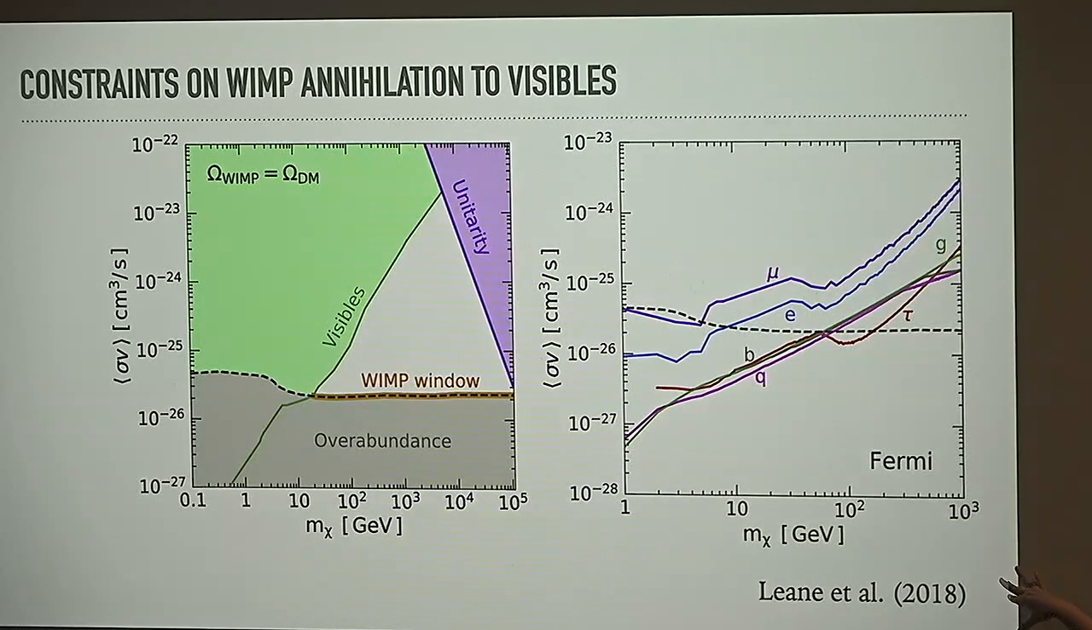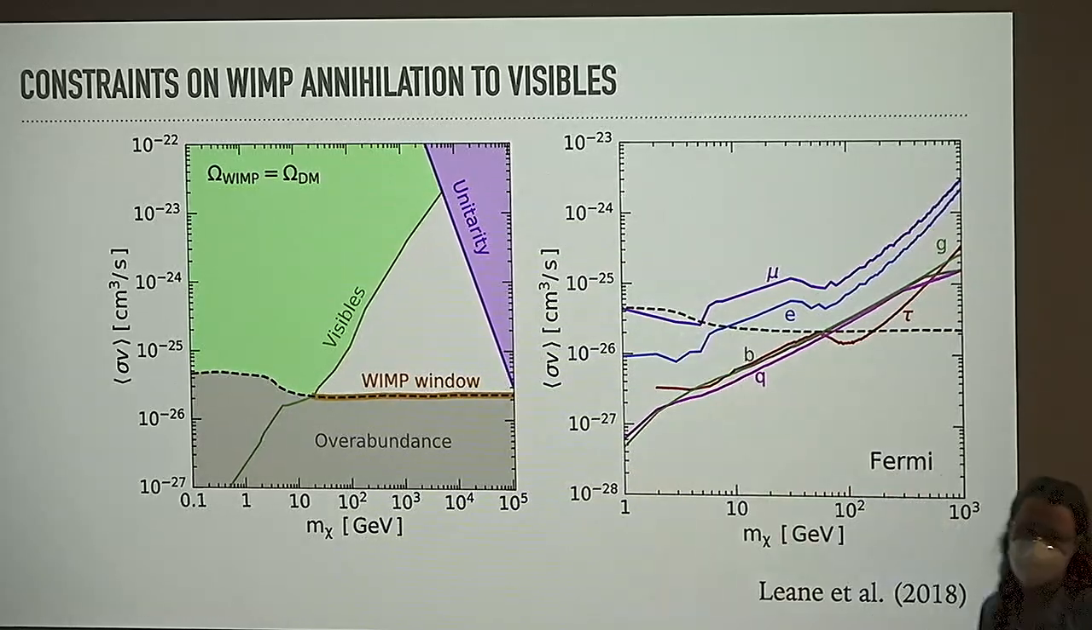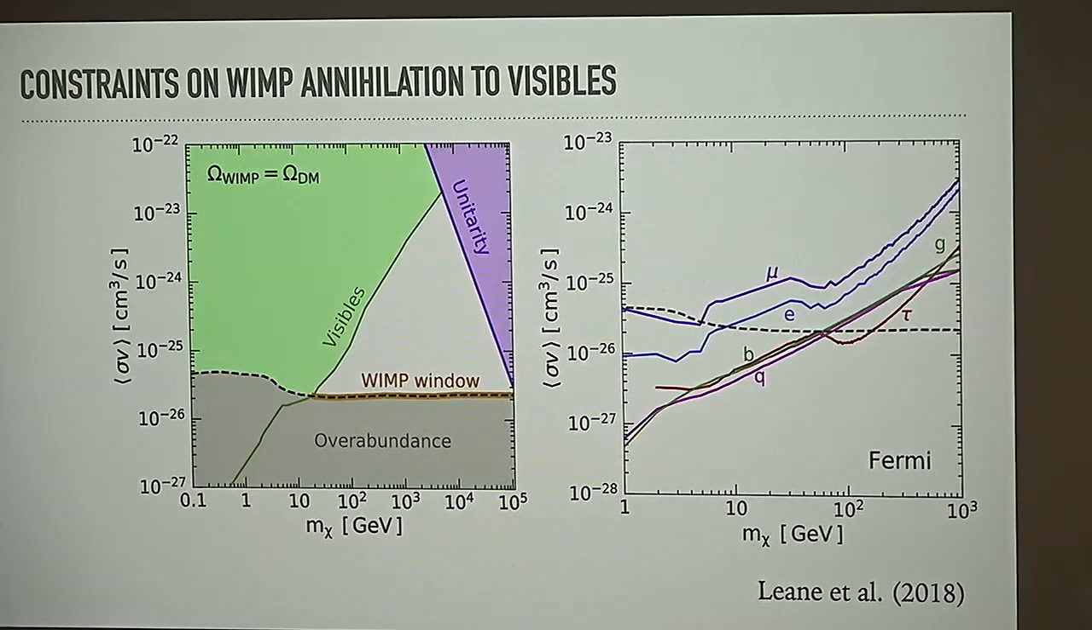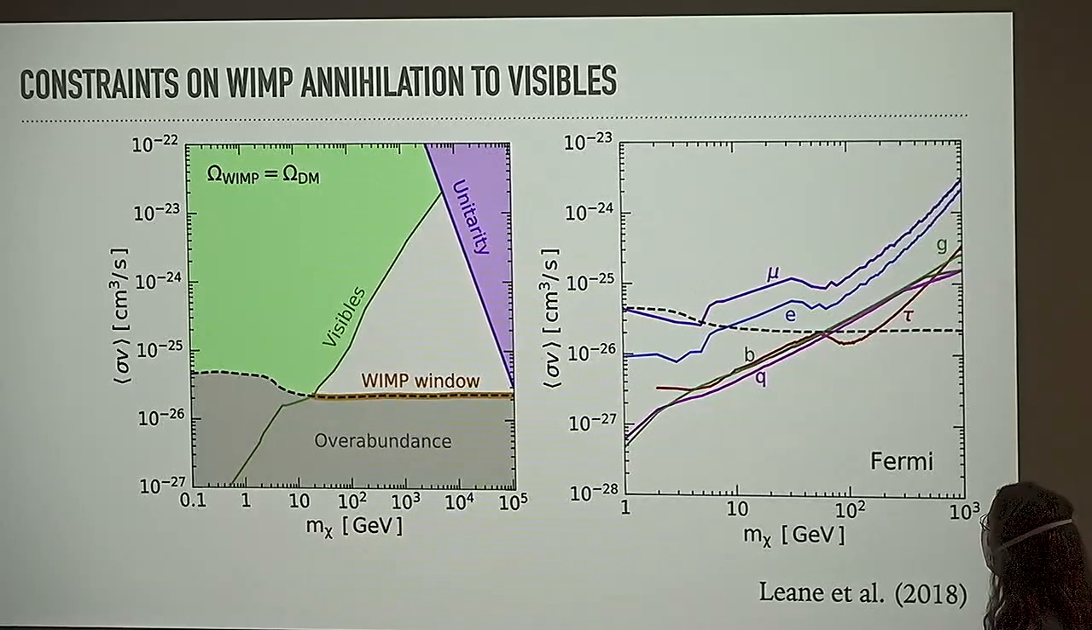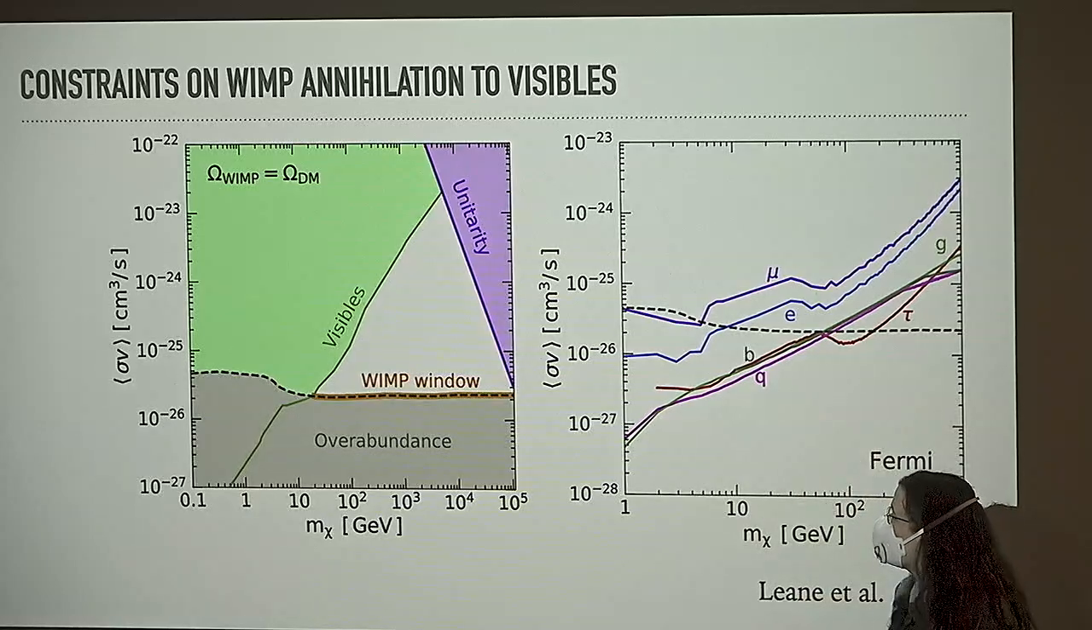Here's the same plot, but now it's if you assume annihilation 100% into a particular standard model final state. So like I said, muons are all the way up here. Muons are the hardest final state to observe. Okay, the hadronic ones and the tau are a little bit easier.